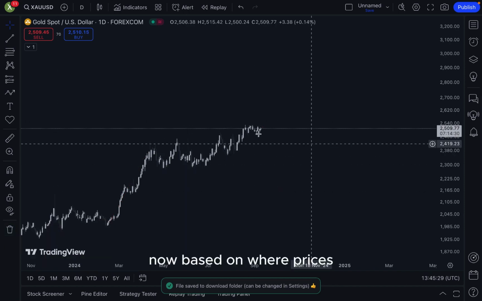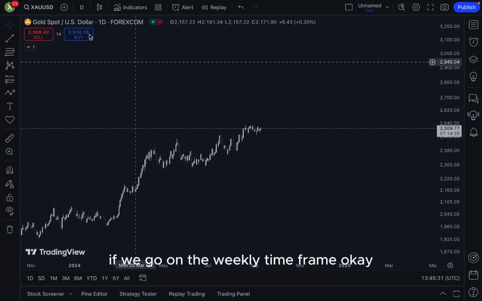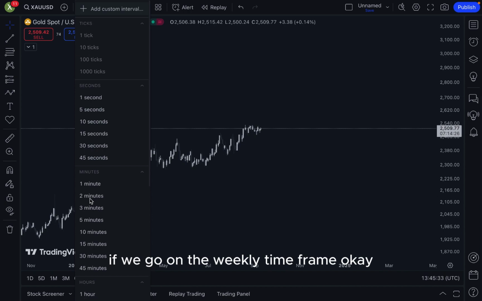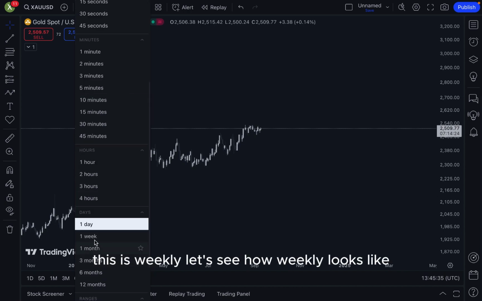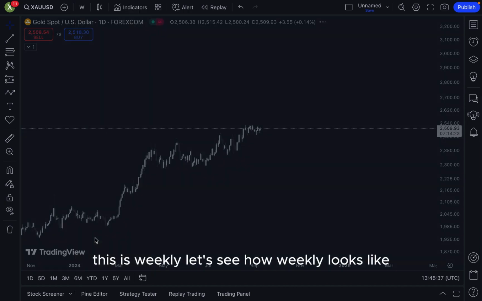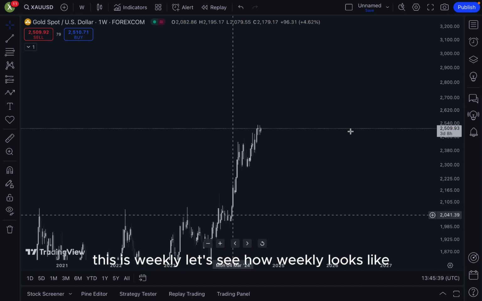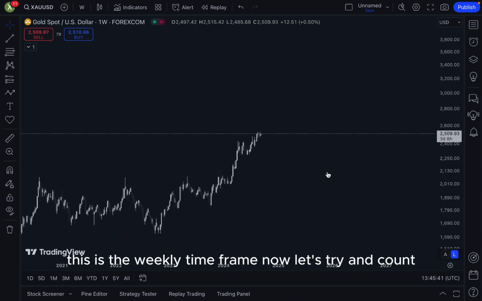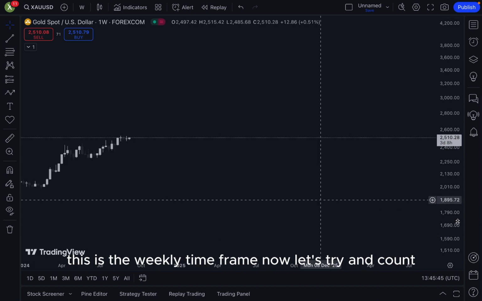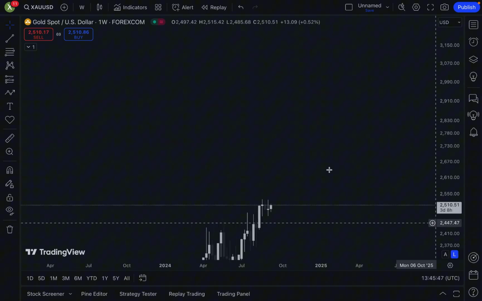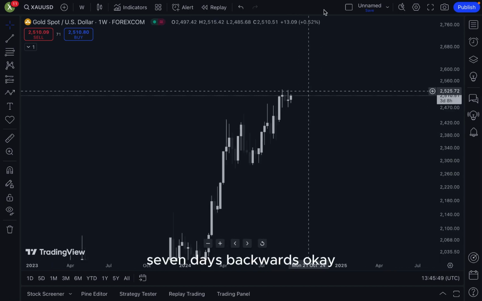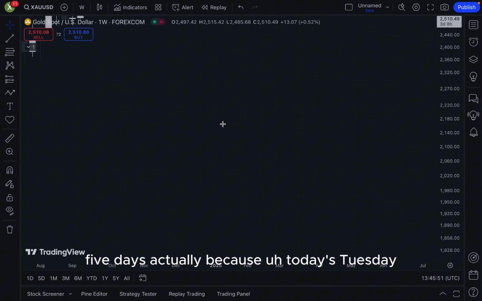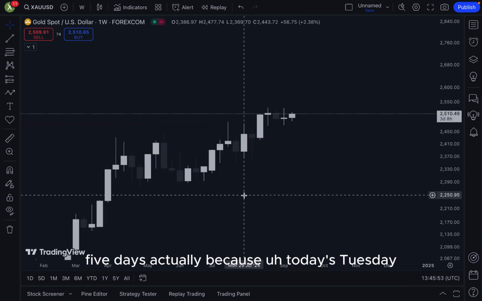Now, based on where price is, if we go on the weekly time frame, okay, this is weekly. Let's see how weekly looks. This is the weekly time frame. Now let's try and count 7 days backwards. Okay, 5 days actually, because today's Tuesday.